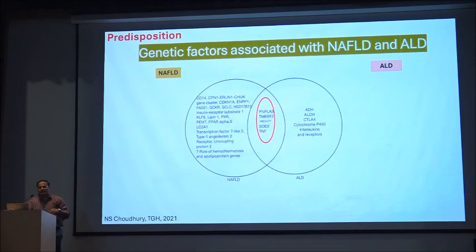On top of this, some people are predisposed to develop both NAFLD and alcoholic liver disease. The genetic factors, if you can see here, are the most commonly targeted genetic polymorphisms: PNPLA3, TM6SF2, MBOAT7, superoxide dismutase, TNF alpha. These are common in both NAFLD and ALD pathogenesis. There are certain other polymorphisms which are exclusive to ALD and NAFLD, but these are the most commonly tested, and they are implicated in both the diseases.